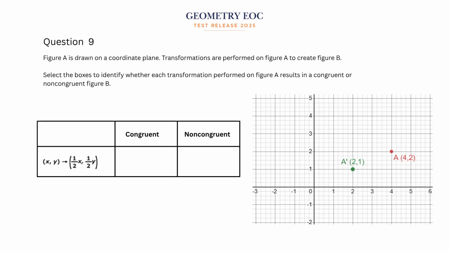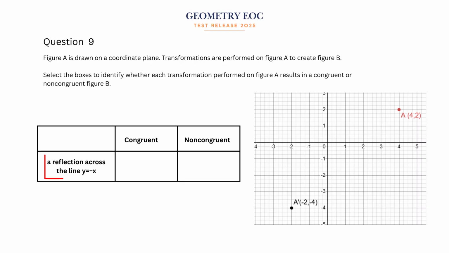(x, y) transforms to (1/2 x, 1/2 y). Start again with (4, 2). Half of 4 is 2. Half of 2 is 1. So now the point becomes (2, 1). Now look at that. The point moved closer to the origin. The whole figure shrinks. That means the size changed. Not the same size. Non-congruent.